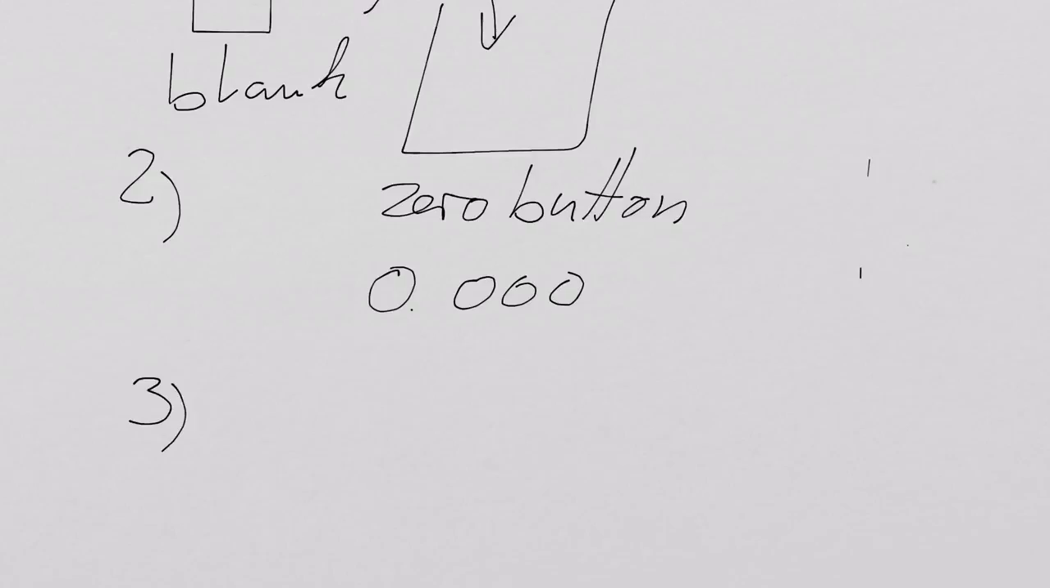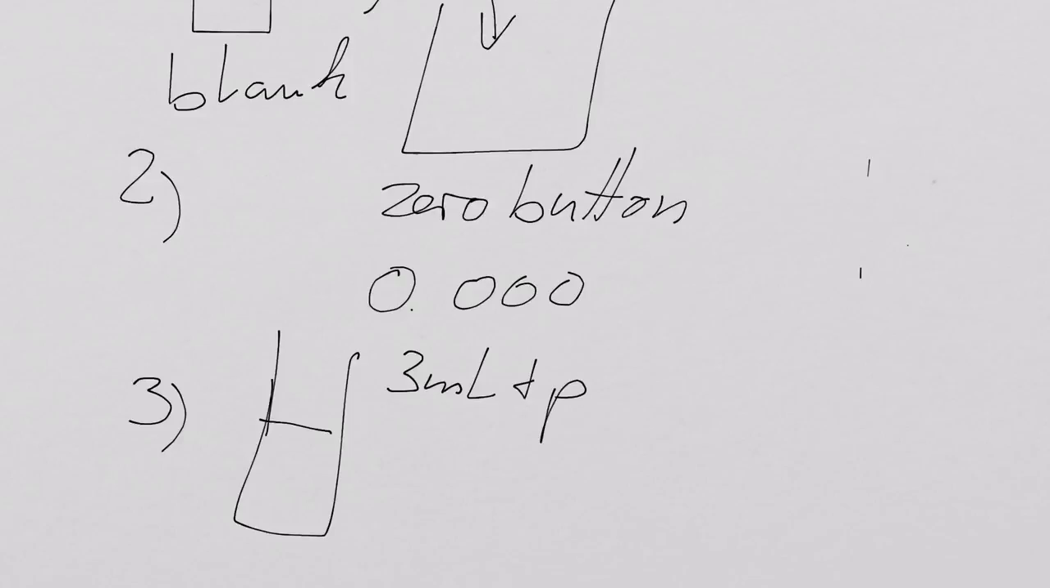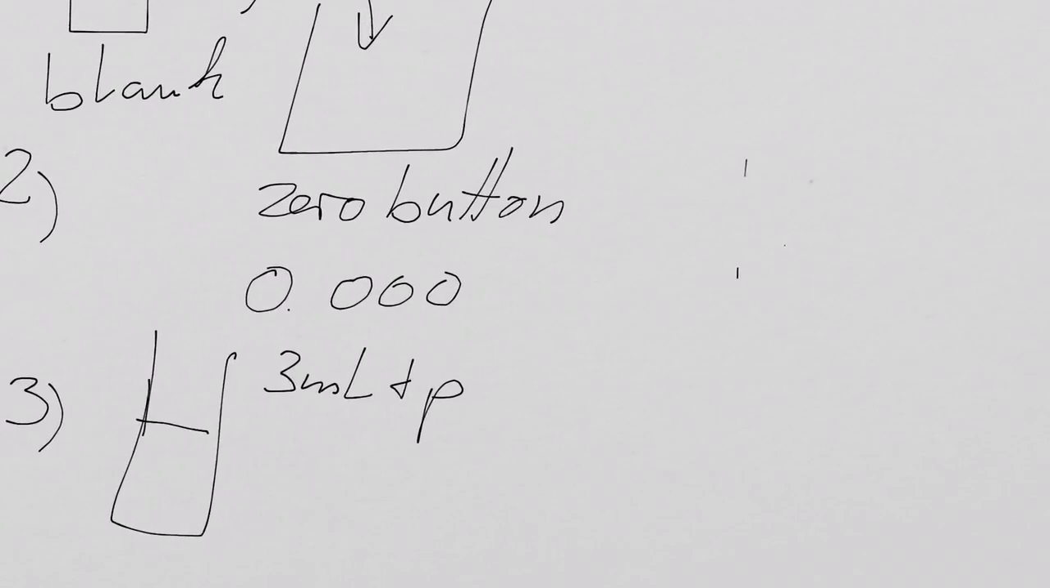Your third step is you use a cuvette, and this time you fill it with the 3 milliliters plus the para-nitrophenol. Shall we do the chemical structure? Anyone good at organic chemistry?